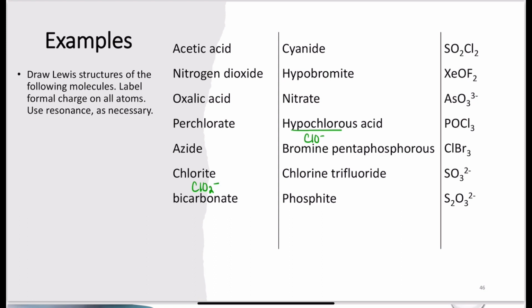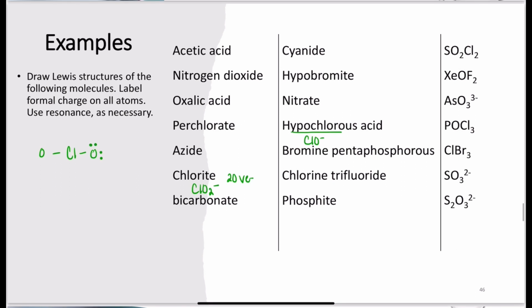Chlorite. 1 chlorine. 7 valence electrons. 2 oxygen. 2 × 6 valence electrons. 2 × 6 is 12, plus 7 is 19. -1 charge. We add 1 more valence electron. 20 valence electrons. Chlorine is going to go in the center, connected to my 2 oxygens.